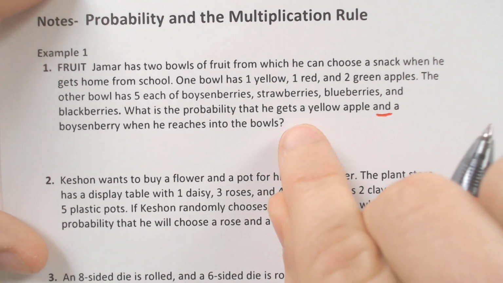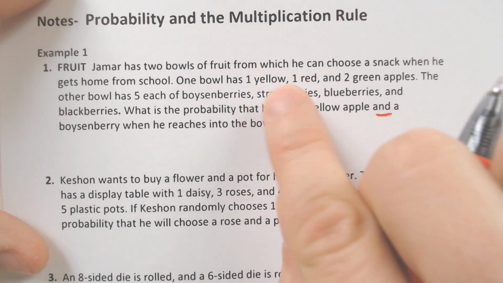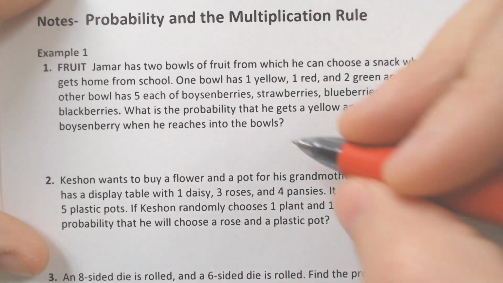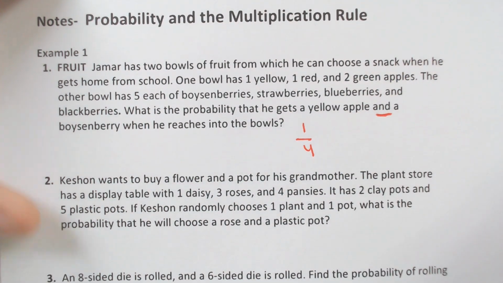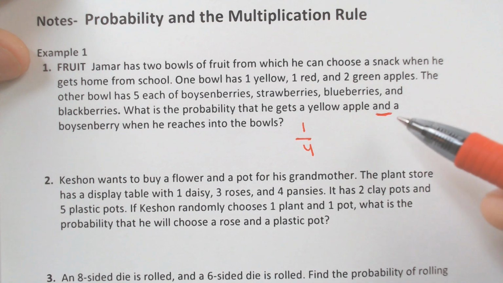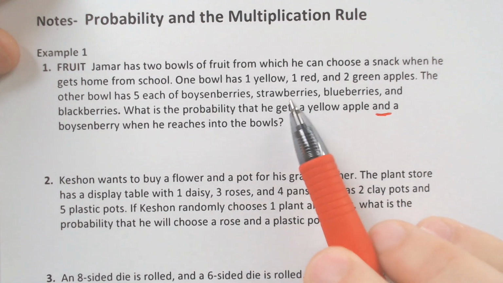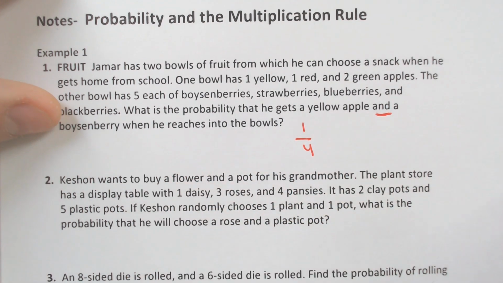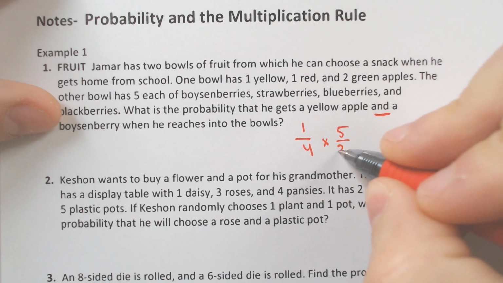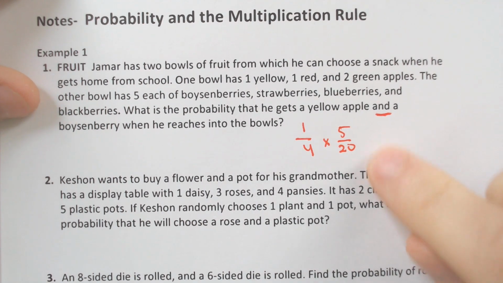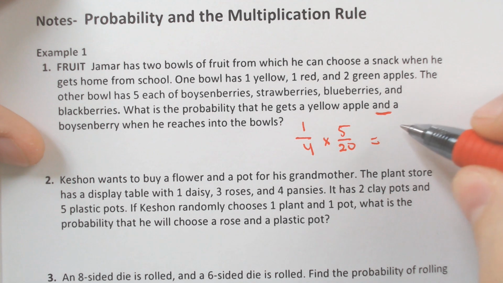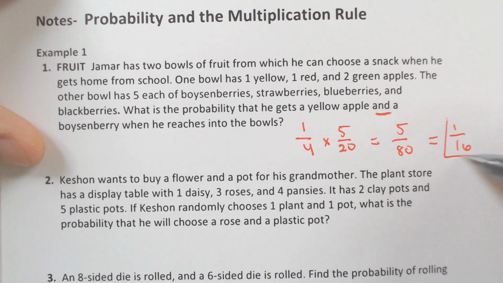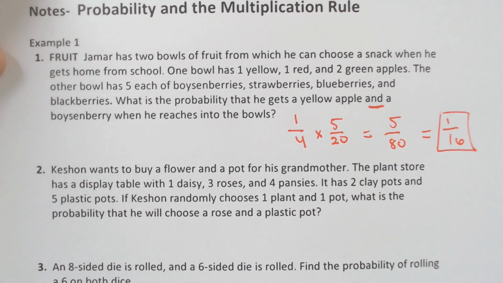So the probability of him getting a yellow apple is 1 out of 4, because if we add the yellow, the red, and the 2 green, that's 4, so a 1 out of 4 chance of getting the yellow apple. And then the boysenberry, there are 5 boysenberries, 5 strawberries, 5 blueberries, and 5 blackberries. So 5, 10, 15, 20. So times 5 out of 20, which is also 1 out of 4 if you simplify it, will give you 5 out of 80 or 1 out of 16 chance of him getting that to occur. Okay?